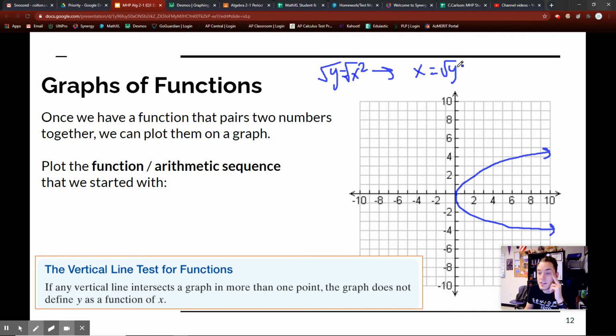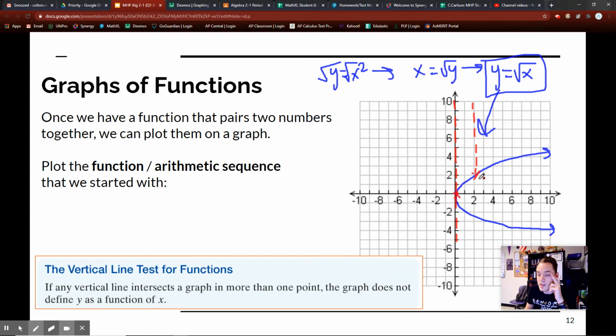Okay, x equals the square root of y, or something like that. Or even if I have y equals radical x, which is this actual function, this is what it's going to look like. Now watch this, the vertical line test right here. If I go right here, how many times does it hit? Well, it hits once.